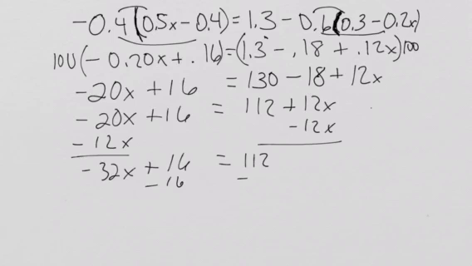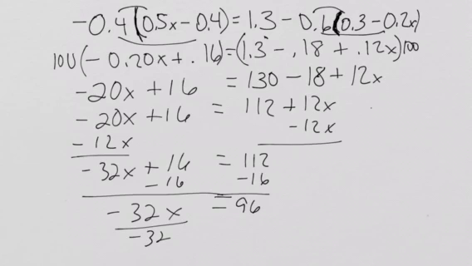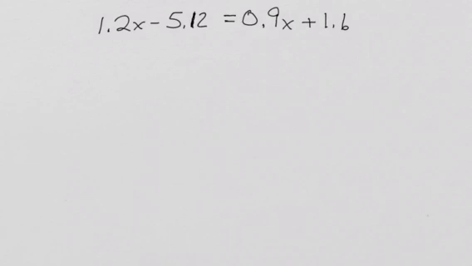Subtract 16 from both sides, and I get negative 32x equals, let's see, that'd be 96. Divide by negative 32, divide by negative 32, and x equals, let me see, that would be negative 3. Okay, let's go ahead and try the next one.